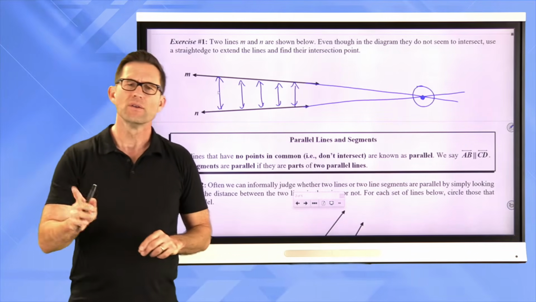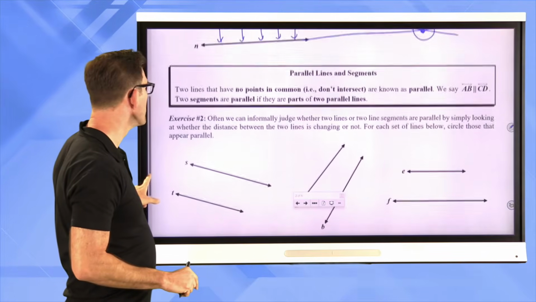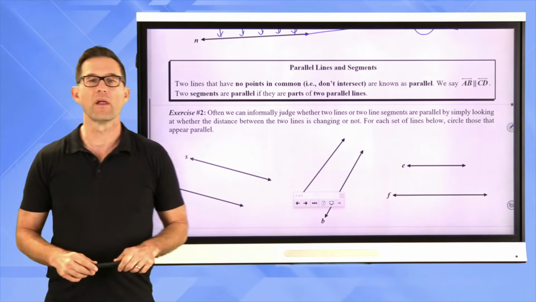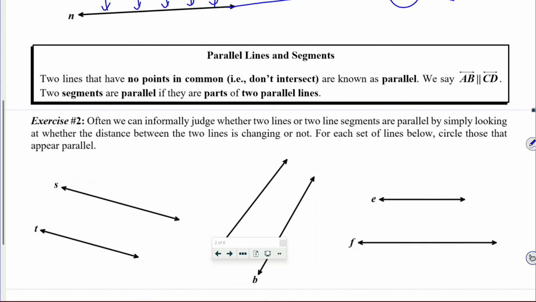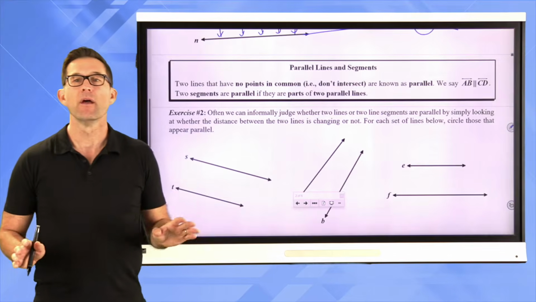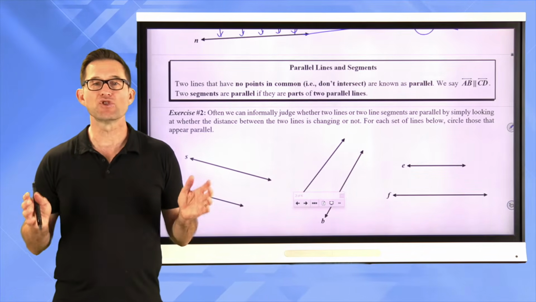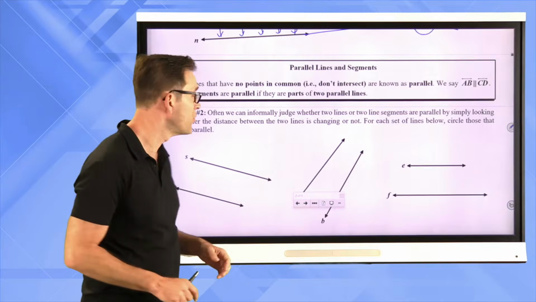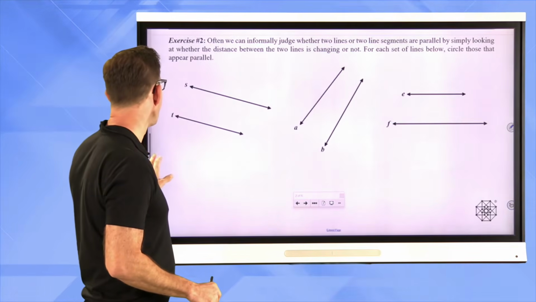So let's make sure that we've got the definition of parallel lines and parallel line segments down. Two lines that have no points in common, i.e. they don't intersect, are known as parallel. We say that line AB is parallel to line CD. Two segments are parallel if they are parts of two parallel lines. All right, so real simple, right? Parallel lines do not share points with one another, i.e. they don't intersect, and they come up all the time.